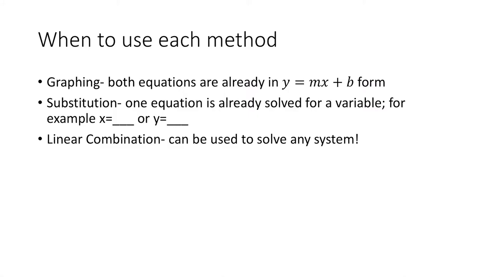When we solve the systems, you can use each of the different methods. You can use graphing when both of your equations are already in y equals mx plus b form. Substitution is a good method to use when one equation is already solved for a variable. So if you already have an x equals equation or a y equals equation, it's a good idea to use substitution. Linear combination can be used to solve any type of system, so if graphing and substitution don't work, you can go ahead and use linear combination.